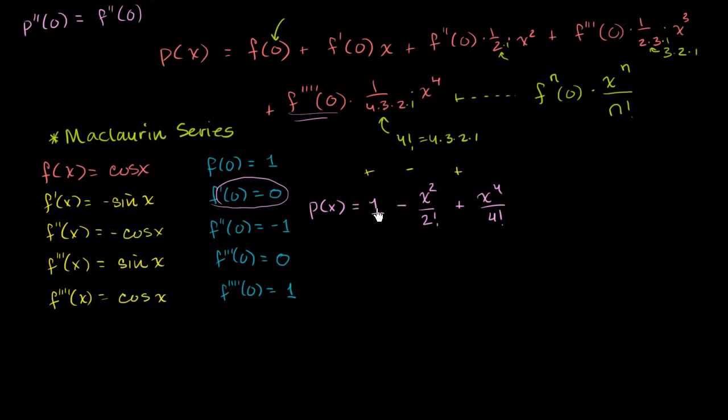And this is 1 times x to the 0th power. Then you jump 2 to x squared, jump 2 to x to the fourth. And if we kept that up, we had a positive sign, now you have a negative sign. It would be x to the 6th over 6 factorial. Then you have a positive sign, x to the 8th over 8 factorial. And then you'd have a negative sign, x to the 10th over 10 factorial. And you could just keep going that way. If you kept going with the series, this would be the polynomial representation of cosine of x.